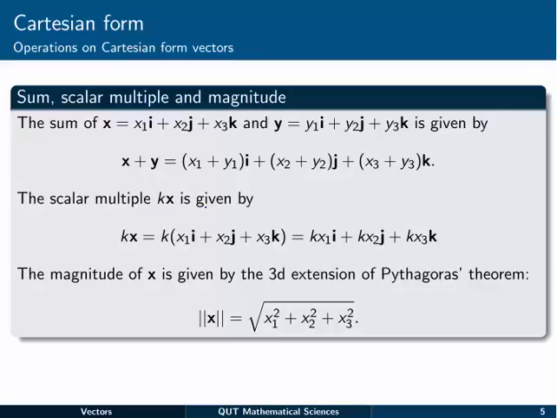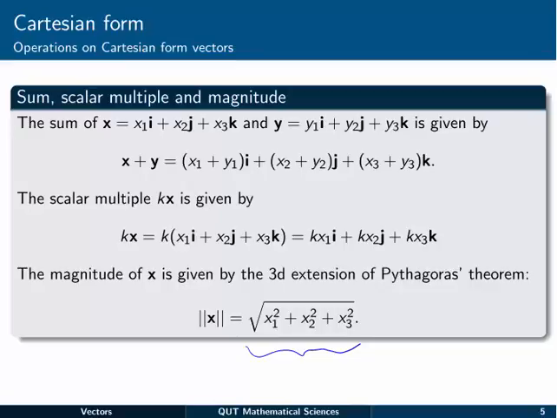The scalar multiple of a vector is just the scalar multiple of each of the individual components. So with x equal to x1i plus x2j plus x3k, we simply multiply x1, x2, and x3 by k. The magnitude of x is given by Pythagoras' theorem as usual, and if we move up in dimensions, it simply has an extension that follows pretty logically from what you'd expect. We simply add on the square of the next component.